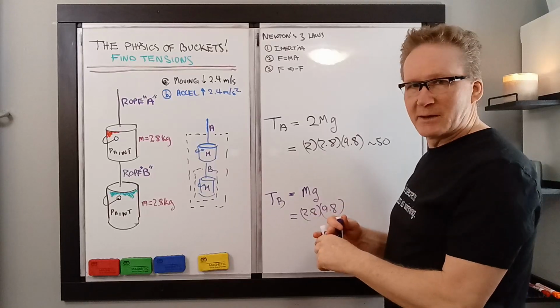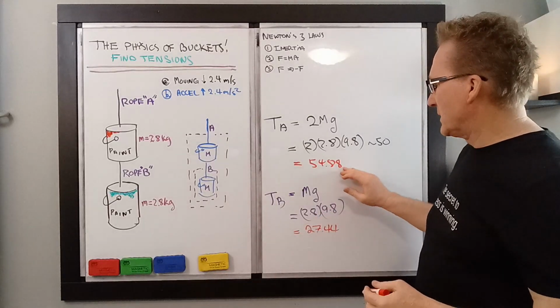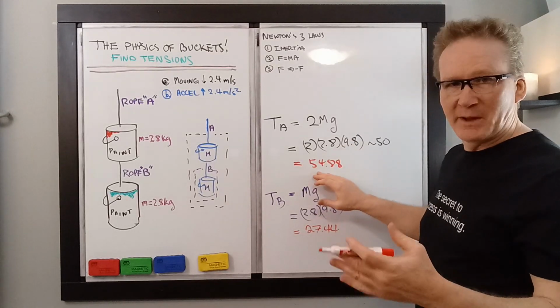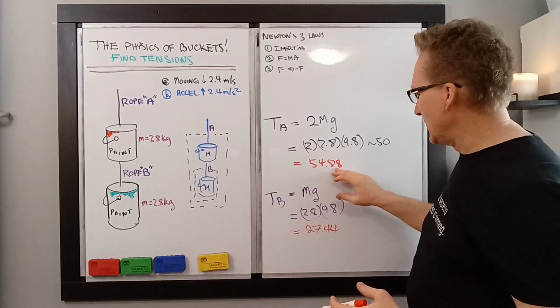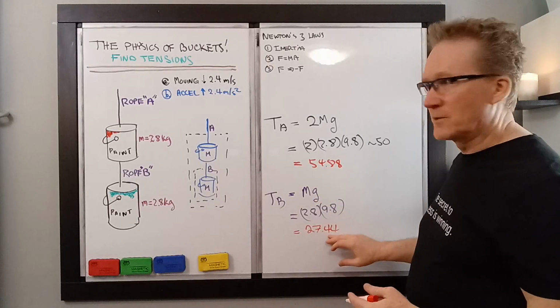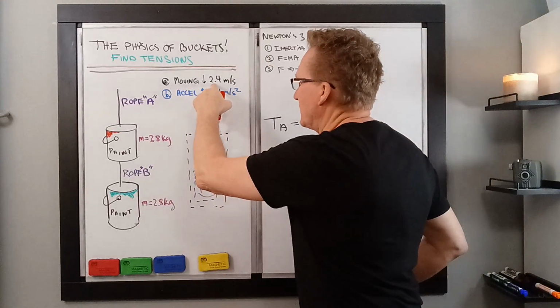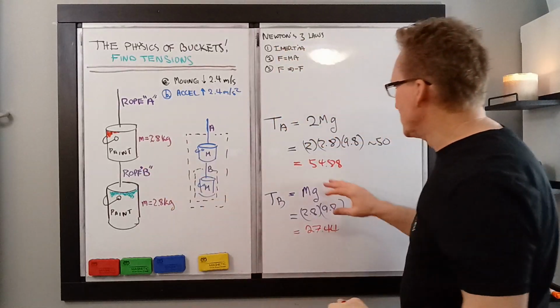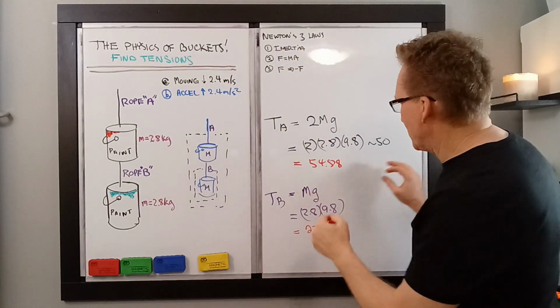Let's just do these calculations. I'm going to plug them in, and we'll see what we get. Okay, I've done the calculations here. I've just multiplied it out straight on my calculator. I've got 54.88. Here I've got 27.44. Notice here we have two significant figures. Here we have two significant figures. So we'll want to round these off to two significant figures.